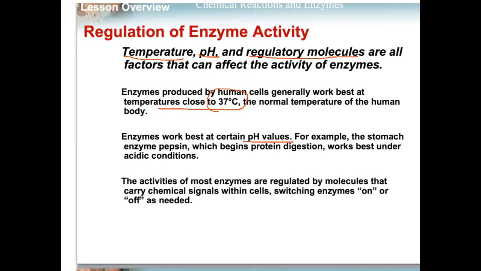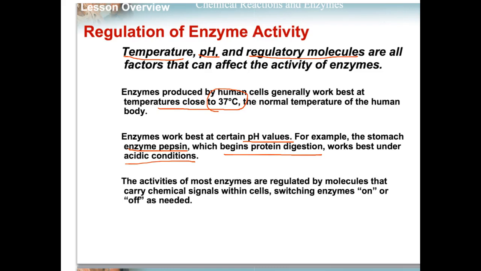Some types of enzymes, such as the enzyme pepsin, which begins protein digestion in the stomach, are going to work best in acidic conditions. But if the pH in your stomach is altered by something like Pepto-Bismol, then you are no longer going to have those enzymes work, and you're not going to be able to digest your proteins as well.